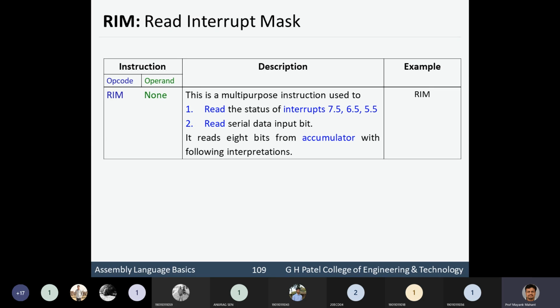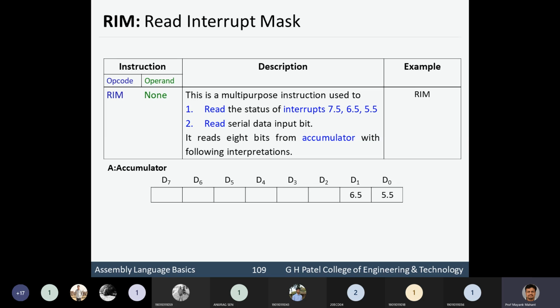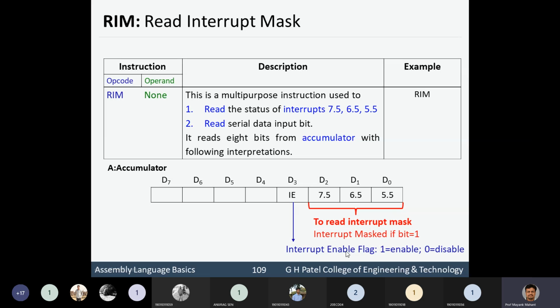So the other instruction is the RIM instruction, that is read interrupt mask. Whenever you execute this instruction, your accumulator gets a value loaded, and you can see the value with the following interpretation. To read the interrupt mask means to see which interrupts you have masked or not. This would also read the interrupt enable flag, whether the interrupt is enabled or disabled.